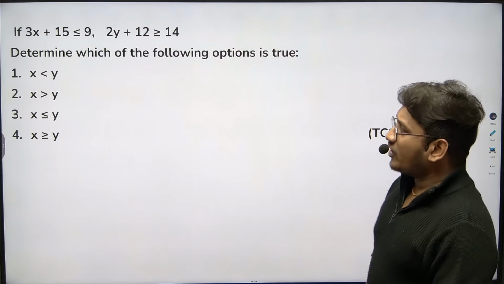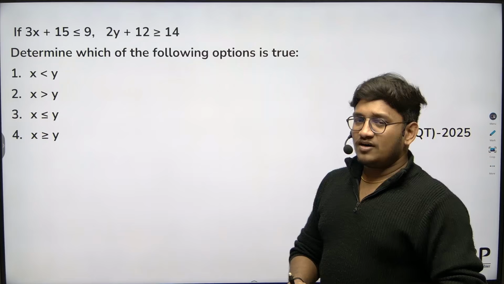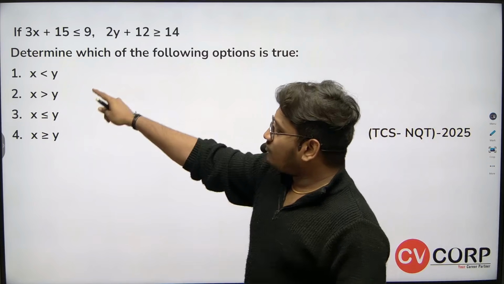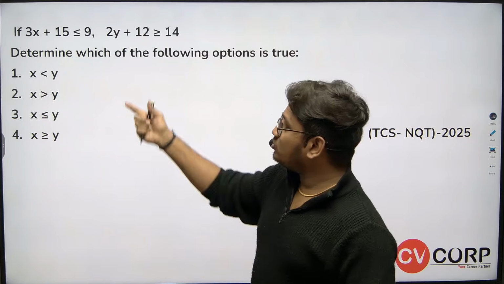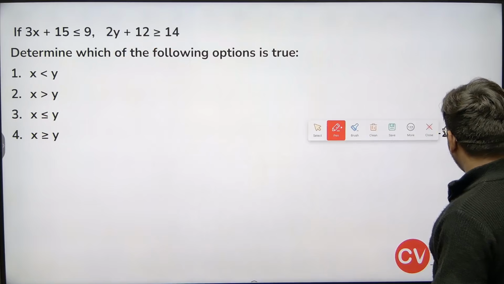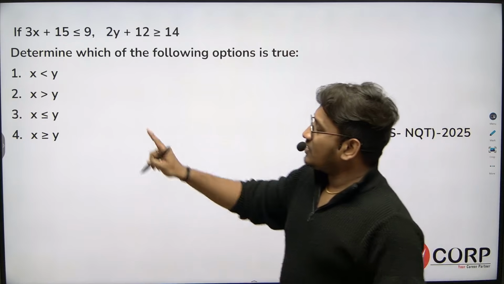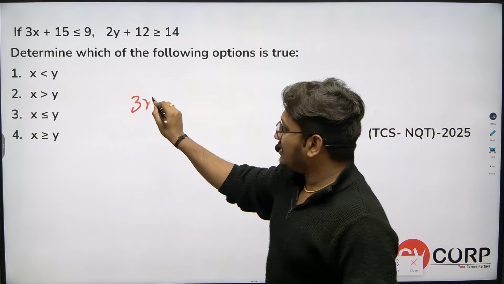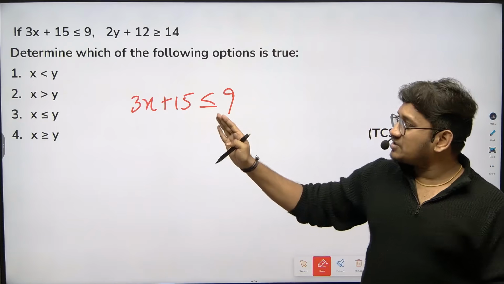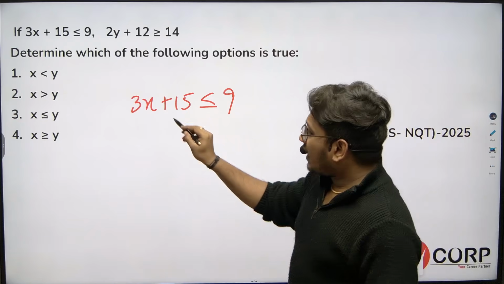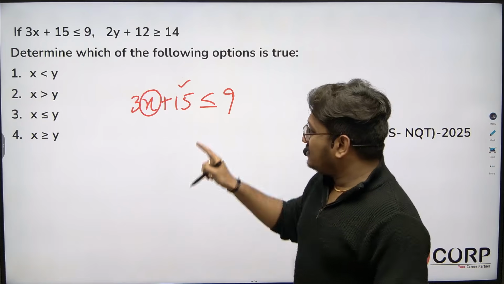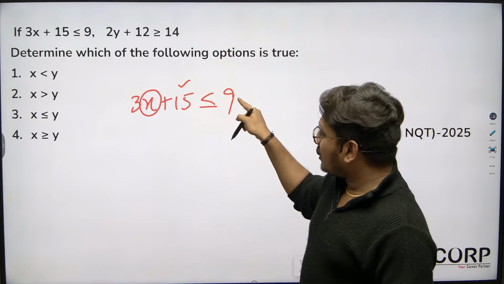Okay, so if you observe, they have given some linear conditions, and they are asking you to find which of the following options is true according to this particular statement. Let's try to analyze the conditions given. If you observe, 3x plus 15 is less than or equal to 9. Now what can be the value of x? Here we already have a positive number 15, and this is less than or equal to 9, right?